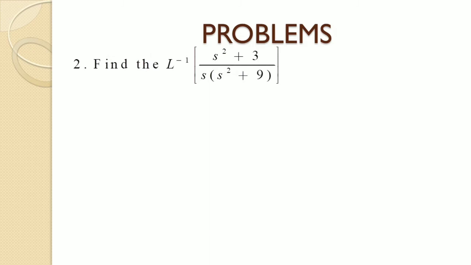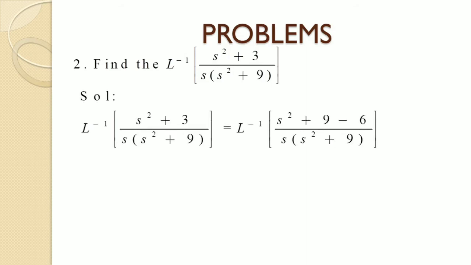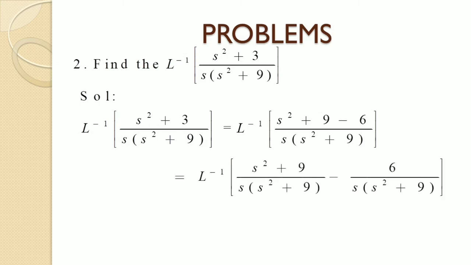Next problem, find the L inverse of s squared plus 3 by s into s squared plus 9. So this can be written as L inverse of s squared plus 9 minus 6 divided by s into s squared plus 9, because in the denominator we are having s squared plus 9. So rewriting the numerator we get s squared plus 9 minus 6, that is this 3 can be written as 9 minus 6. Now splitting this into two terms, we get L inverse of s squared plus 9 divided by s into s squared plus 9 minus 6 by s into s squared plus 9, which is equal to L inverse of 1 by s minus 6 by s into s squared plus 9.